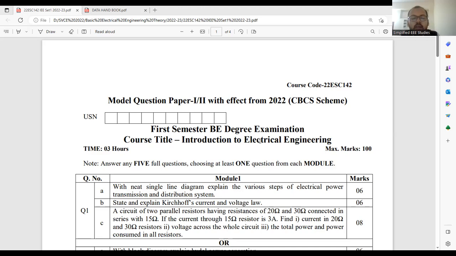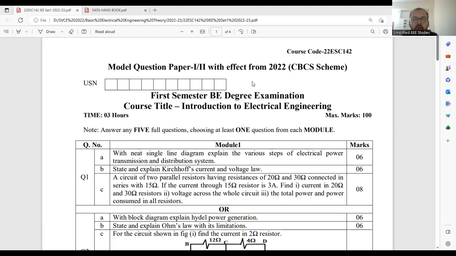First of all, we will be discussing the questions from module 1. So kindly go through the first question. We can read the question. Question number 1A: With a neat single line diagram, explain the various steps of electrical power transmission and distribution system. Here you need to explain power generation, power transmission and power distribution, and mention the specifications carefully. For example, for generators, you have to mention 11 kV. The generating voltage is restricted to 11 kV.